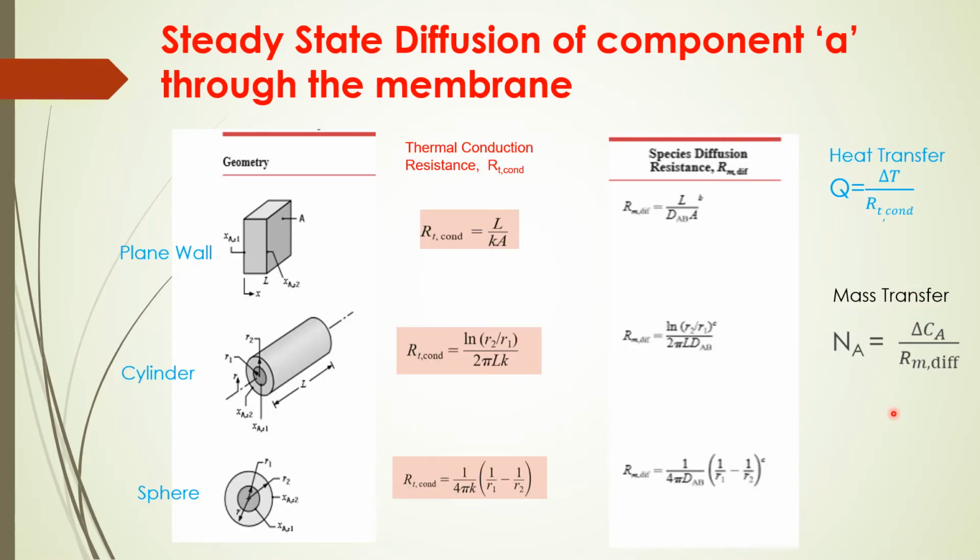Now we'll compare that. If you consider a plain wall, the thermal conduction resistance is L by KA. So the mass diffusion resistance is L by D_AB into A. If you compare these two, in mass transfer the K is replaced with the diffusion coefficient D_AB. Similarly for a cylinder, it is ln of R2 by R1 by 2 pi L into D_AB instead of K. For a sphere also, instead of K, we will use D_AB. Now we will try to solve one problem in mass transfer.